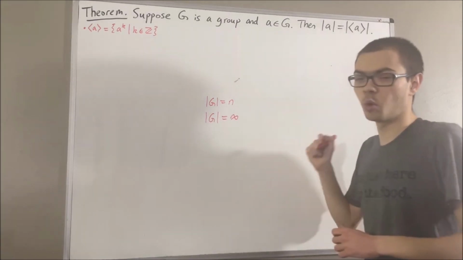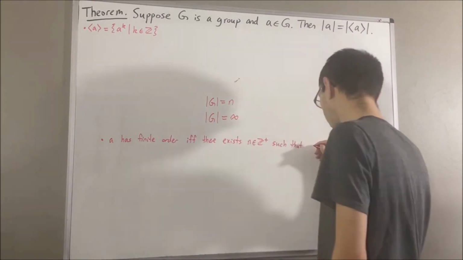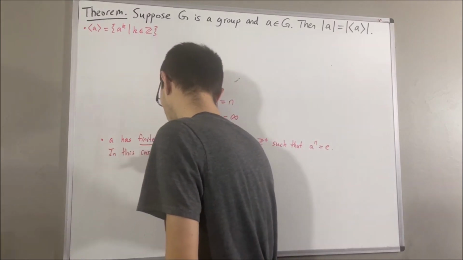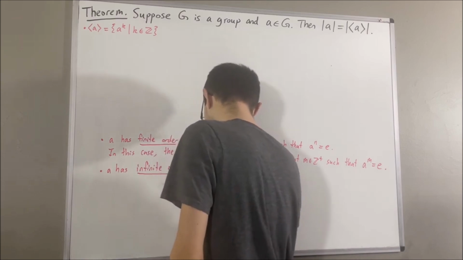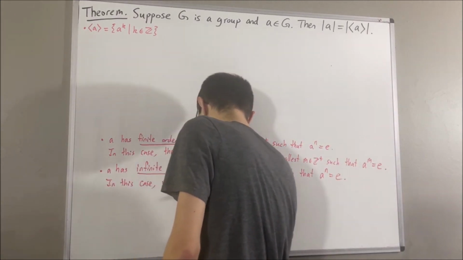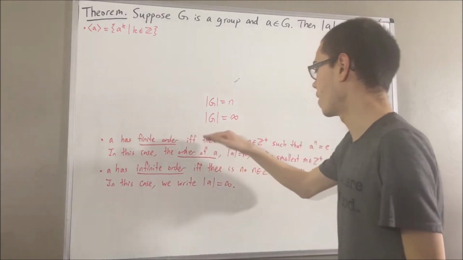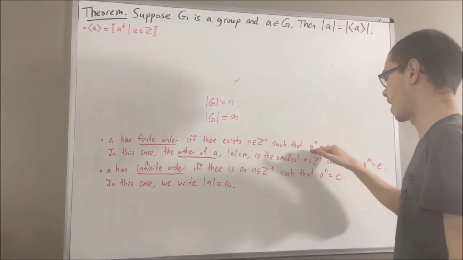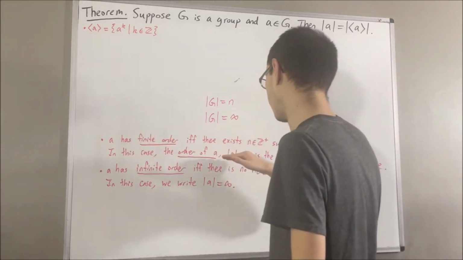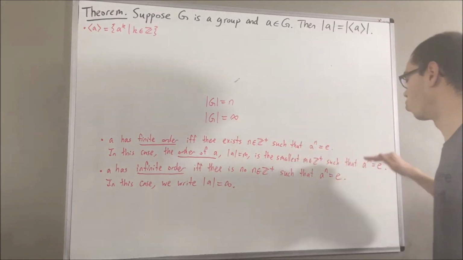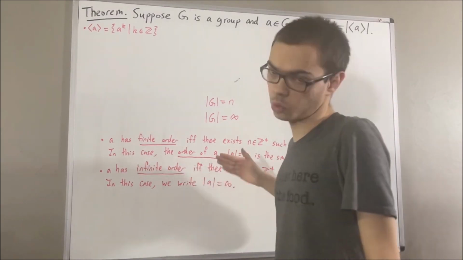Now, let's talk about the order of an element in a group. Given a group element A, we say A has finite order if there exists a positive integer n such that A to the power of n is equal to the identity. And in this case, the order of A is the smallest positive integer with that property. And we say A has infinite order otherwise.